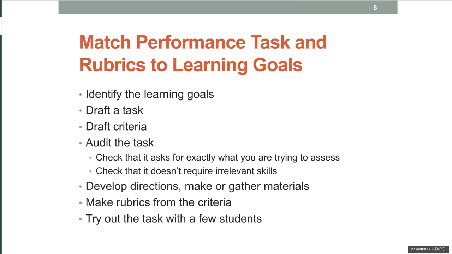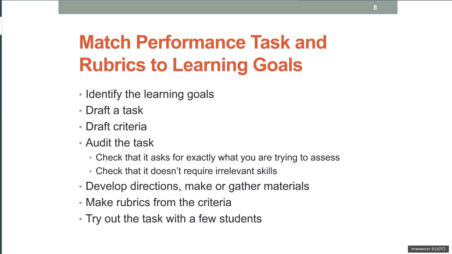Then when you're pretty sure that you've got a task and criteria, fill the task out. Tasks will need directions. They sometimes need materials. Sometimes there are partial scaffolding kinds of things like guides for research or guiding questions, or charts for students to fill in, graphic organizers to help their thinking along the way. Not the final product, but things along the way that you can assess formatively and that also will help students to do what they're supposed to do. All of that needs to be developed to go around your task.